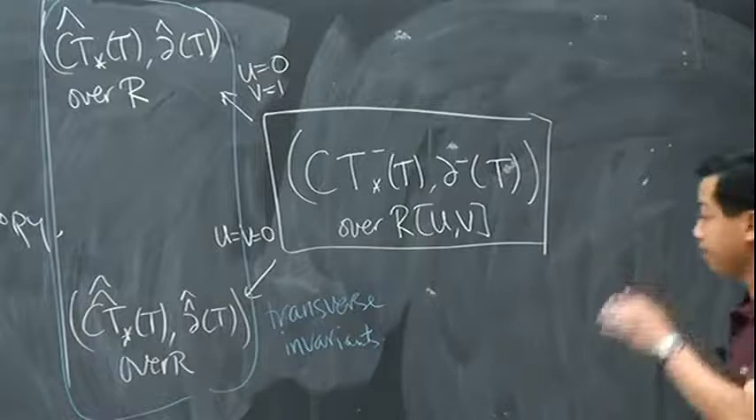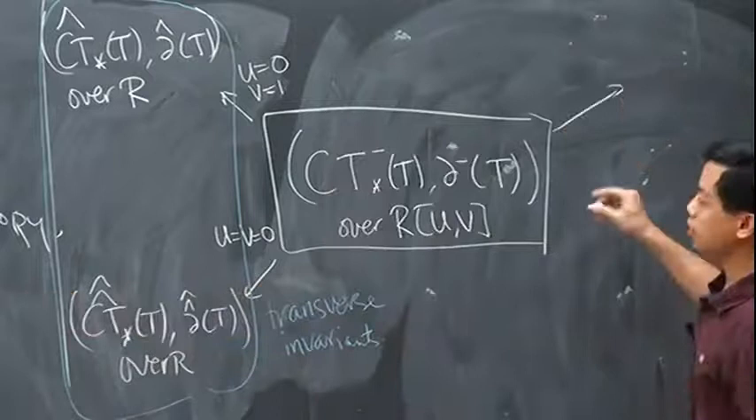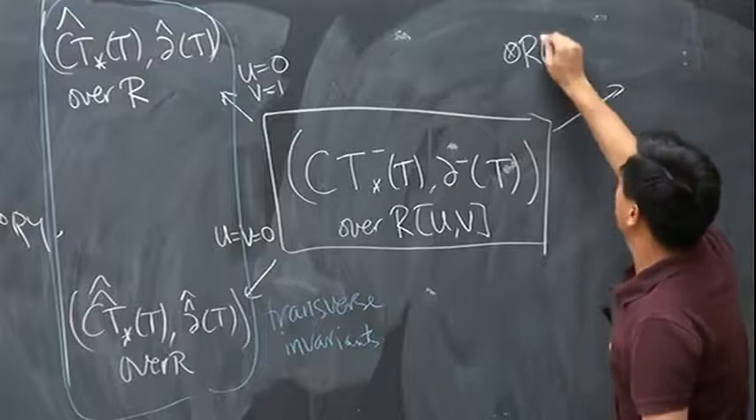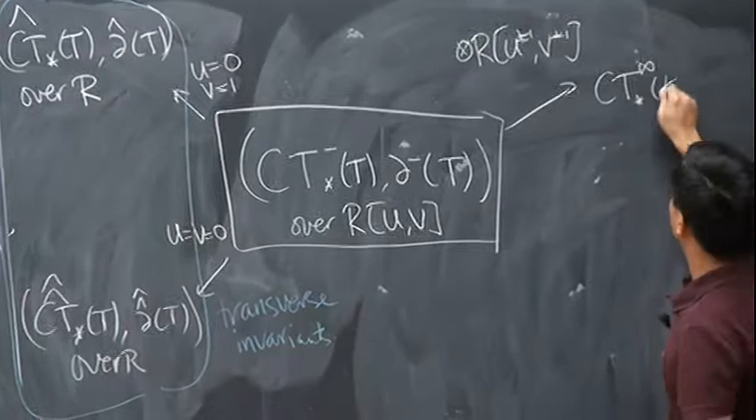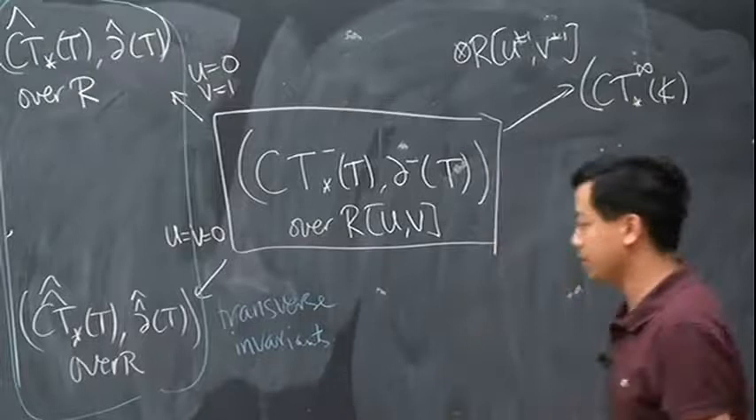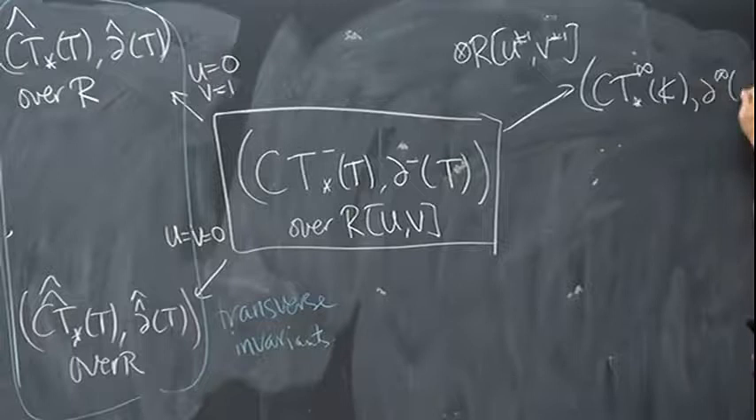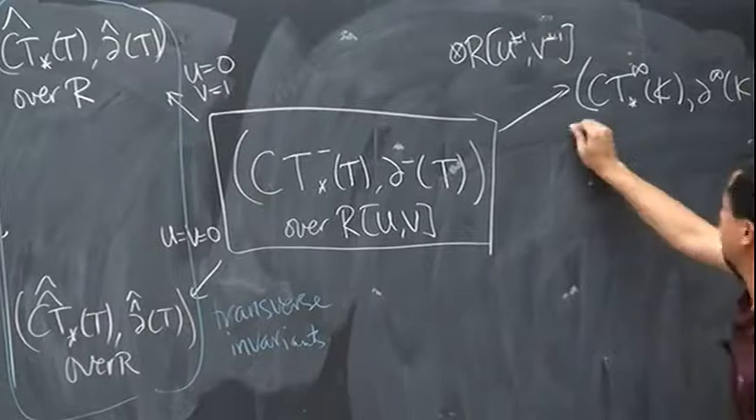So this third thing is how you can get topological invariants out of this. One of them is to localize, so allow inverses of U and V. So tensor by R[U^{±1}, V^{±1}]. And then you end up with some complex that is this infinity thing, CT infinity. And now I'll write it as a function of K, the underlying topological knot, because this is actually a topological invariant. So that's just taking this complex and changing the base ring. So now this is over this thing.